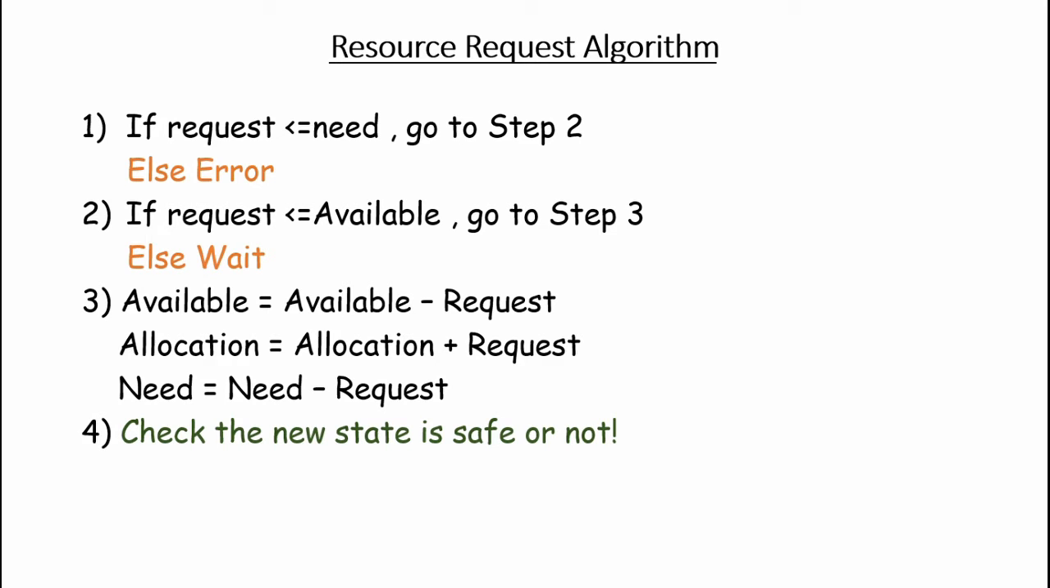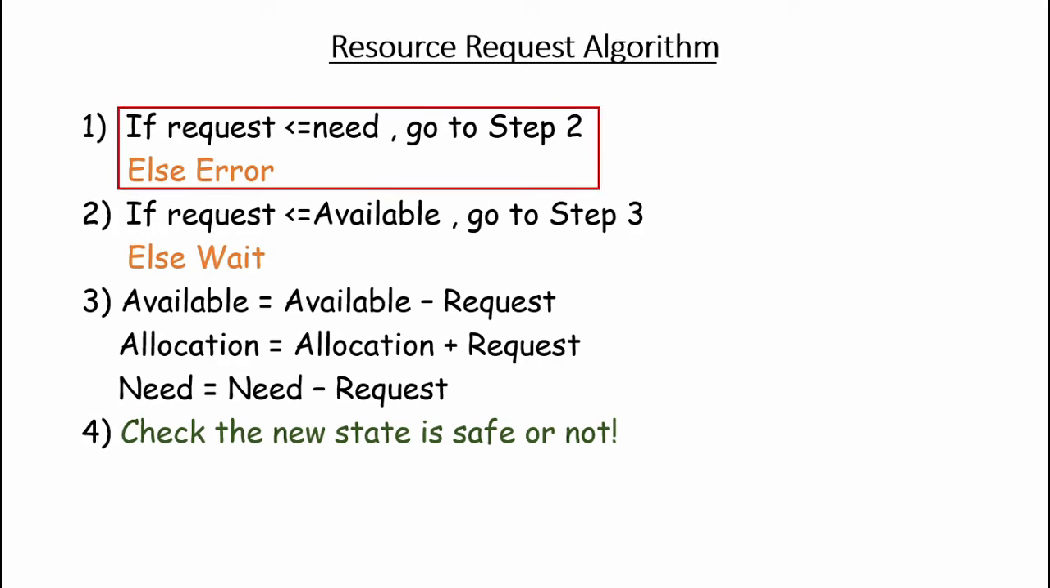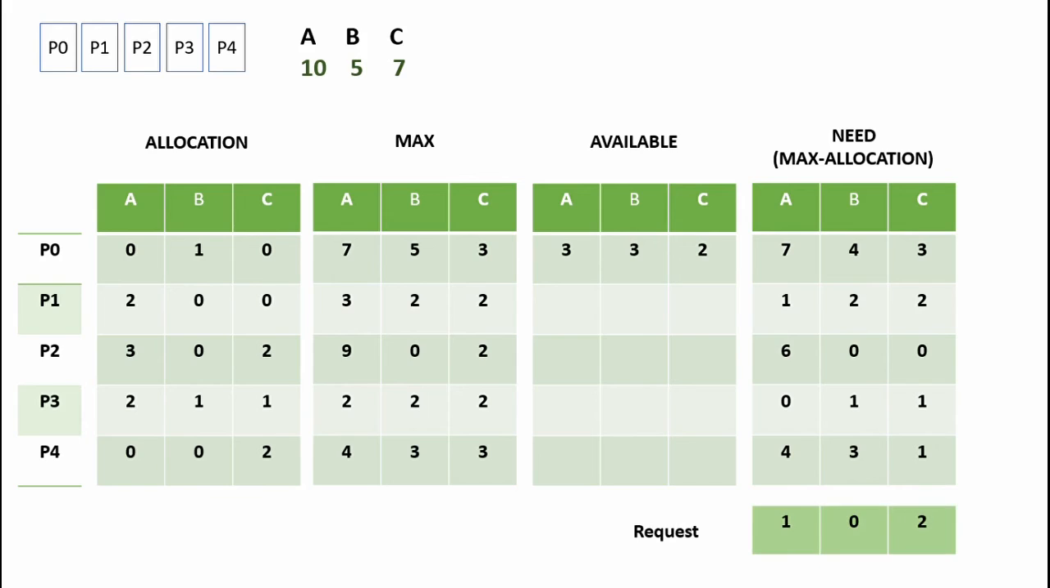In the resource request algorithm, the first step is, if the request is less than or equal to need, then go to step 2. Obviously the need is the amount of resources that a process needs and the request should be less than it. So let's check for process P1. For resource A the need is 1 and the request is 1. For resource B the need is 2 and the request is 0, and for resource C the need is 2 and the request is 2. Okay, so that's correct. So we can go to step 2.